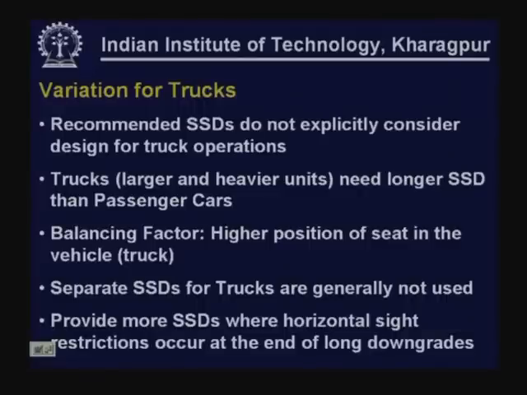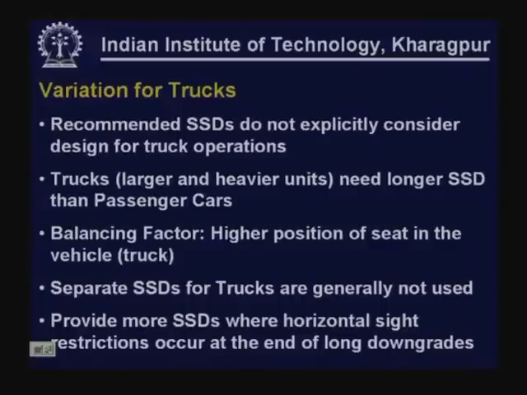However, there is a balancing factor, that is the height of the driver's eye above road level. In case of a truck, it is much higher as compared to the height of the driver's eye for cars. So, that is a balancing factor. Because of the higher height, drivers can see a longer distance of road. So, the available sight distances are generally higher for trucks. Therefore, separate stopping sight distance values are not recommended for design purposes.